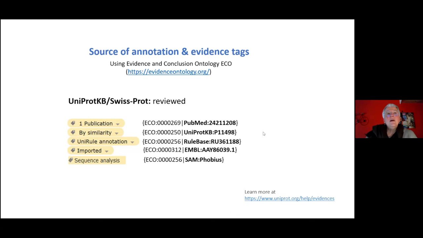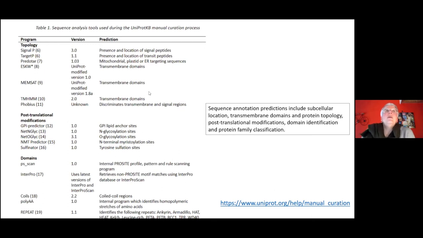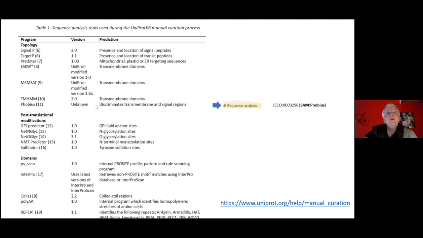And if we look at the source coming from sequence analysis, such as Phobius, which predicts transmembrane regions, Phobius is one of the programs used by the biocurator to analyze and predict, for example, subcellular location, transmembrane domain, protein topology, post-translational modification, and also domain identification and protein family classification. All these programs have been validated by experts to be used for the biocuration of protein sequences in UniProt. So Phobius, for example, which is used to predict transmembrane regions and signal peptides, is used, and the ECO will be Phobius. You can see in the link, it will be written Phobius.